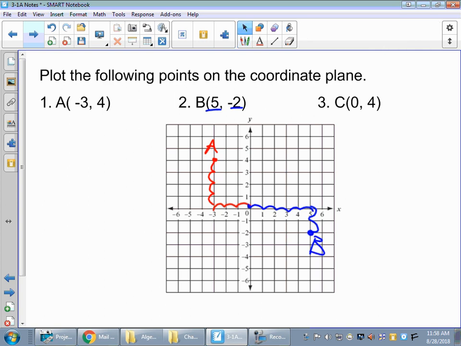And finally, point C is at 0, 4. I'm just going to start at 0 again. I'm not going any which way, left or right, because I'm at 0 for x. So I just have to go up 4 for my C value here. Okay? Simple work with plotting points.